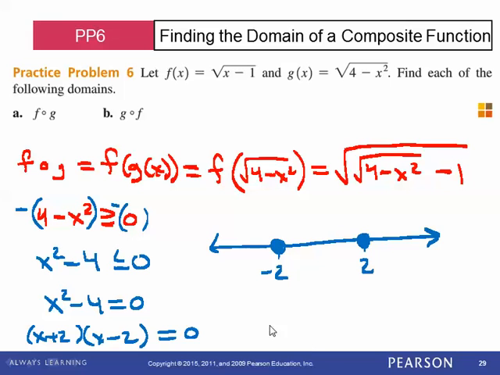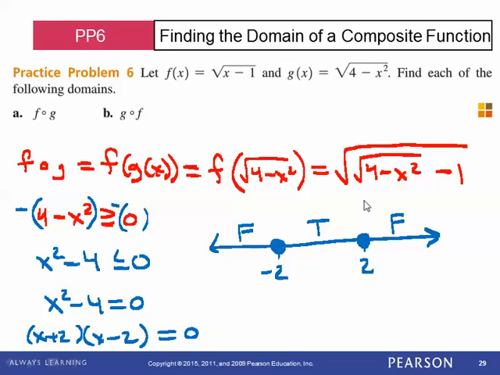Let's see. So again, we go back to this part right here, before we change it to an equal sign. So a number that's a little less than -2, maybe -5. -5 squared is 25. 25 minus 4 is not less than or equal to 0, so that is a false statement. Plug a 0 in. 0 makes it -4. -4 is less than or equal to 0. That's a true statement. And again, a positive 5 will do the same thing as -5.